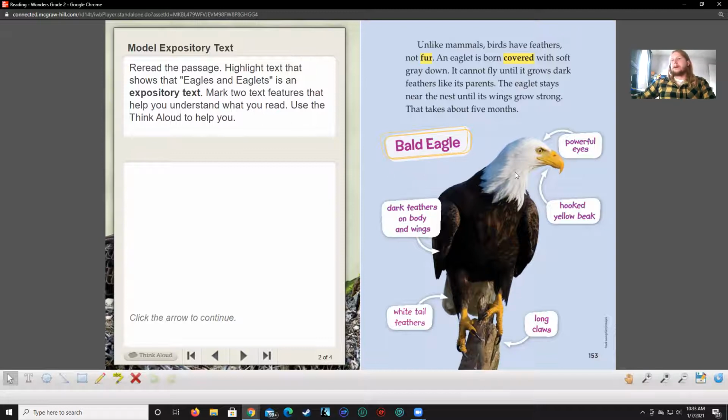Now let's look at what it says about bald eagle. Powerful eyes, dark feathers on body and wings, hooked yellow beak, white tail feathers, and long claws. Now, there is a diagram here which shows it's an expository text. This is a diagram. It shows us the picture of the eagle and it gives its body parts. And then there's labels for this diagram too. The powerful eyes is a label and it points to his eyes.